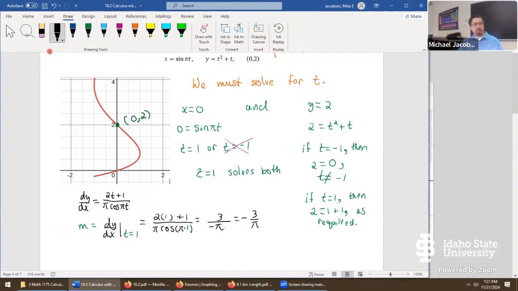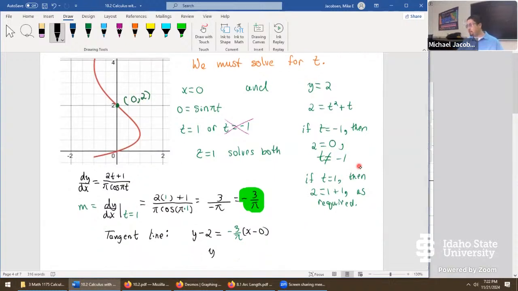Okay, so now we can say, just to finalize this problem, the tangent line goes like this. Take y minus the y coordinate from up here, 2. We'll multiply the slope m, which we found to be -3 over pi. Actually, let's just highlight that whole thing. Multiplies x minus the first coordinate 0. That's kind of convenient for us. And so our tangent line equation should be y equals -3 over pi times x plus 2.